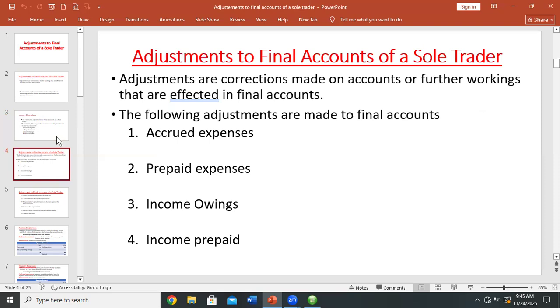Adjustments to final accounts of a sole trader. Adjustments are corrections made on account or further workings that are effected in final accounts. The following adjustments are made to final accounts. 1. Accrued expenses. 2. Prepaid expenses. 3. Income owings. 4. Income prepaid.